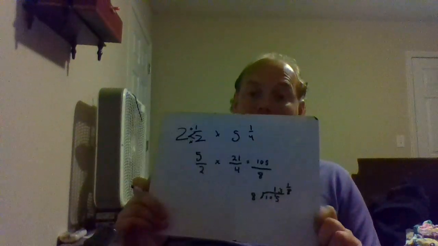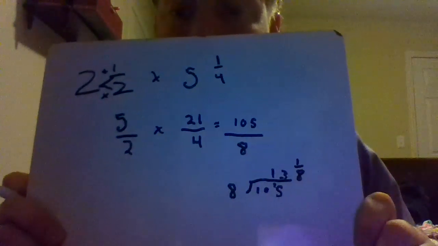So 8 goes into 10 once, and we have 2 left over. So 8 goes into 25 3 times, and we have 1 left over, and we put that over our denominator. So our answer to this problem is 13 1/8, as you can see that right there.